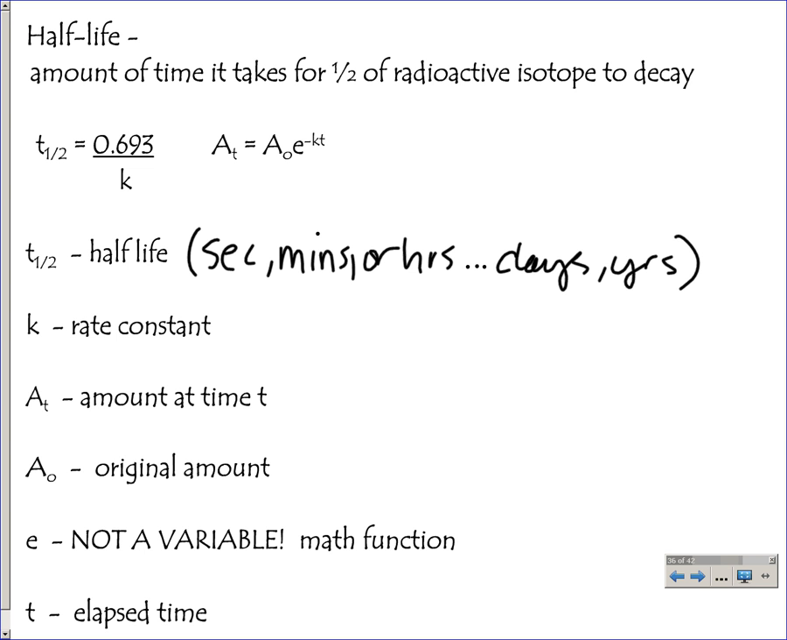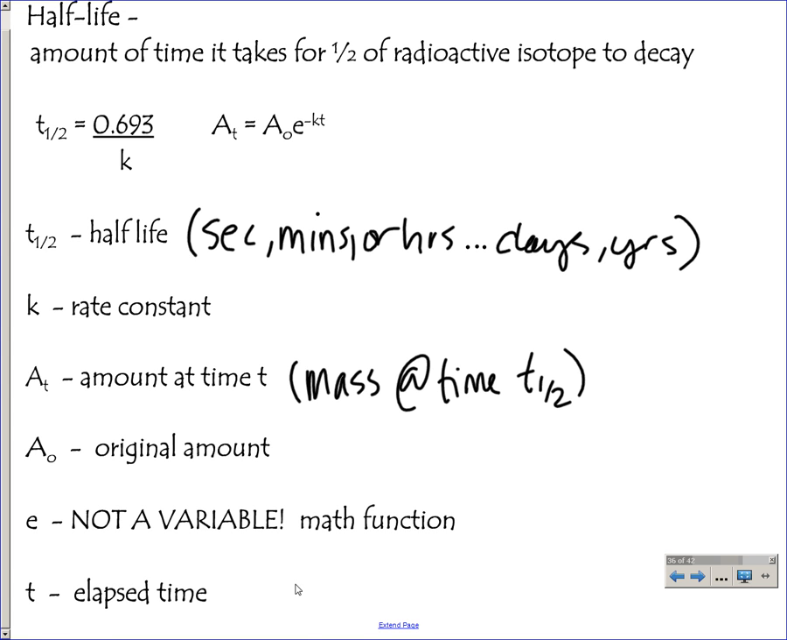The amount at time t, this is the A, and I can ask for the mass at time half-life, or I can ask for the mass at time t, any t that I give you. And I'll also want you to be able to plug in original amounts or original masses into A sub naught. Know that e, which is the opposite of natural log, is just a math function you put in your calculator. It's not an actual variable. And then t is the elapsed time. So I might say 153 seconds has elapsed, or what is the mass at time equals 153 seconds. So it's just a t, and that's going to be mainly solved for in the A equation.